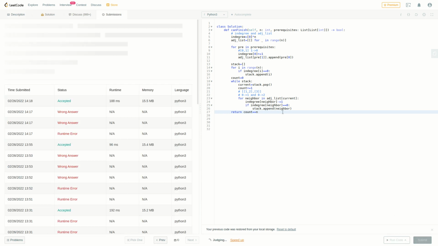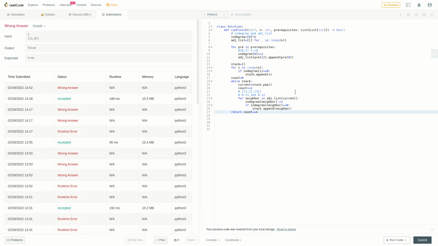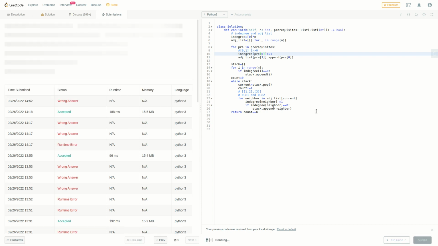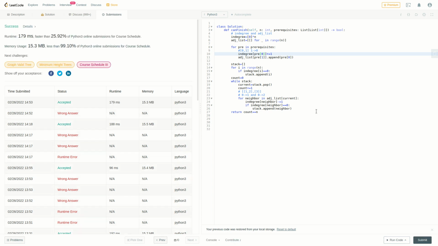If I am lucky, it will run in the first case. Looks like I am not lucky. For in-degree 0, this should be pre-0. This is the confusing part. That's why that is the first thing I look at here. Yes, perfect.